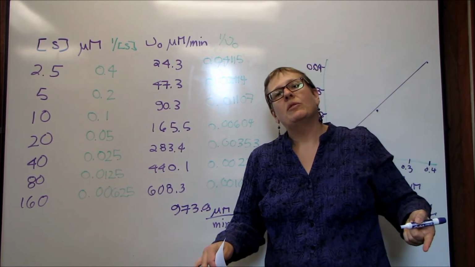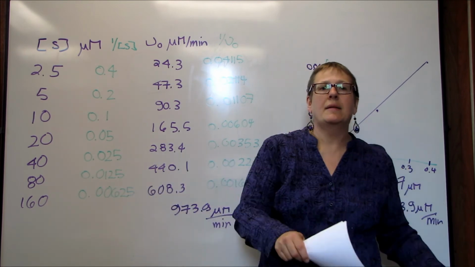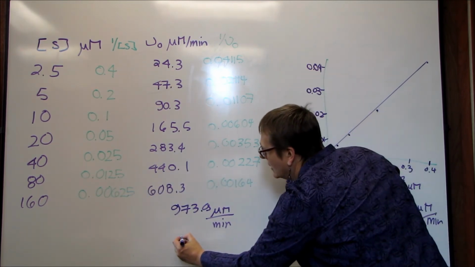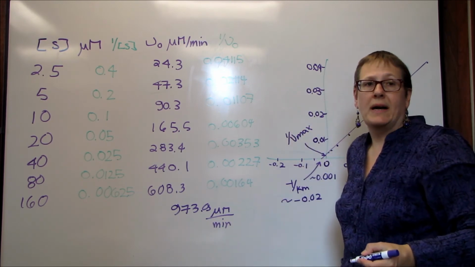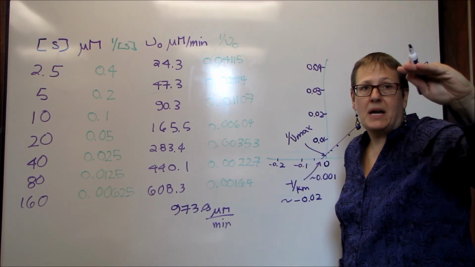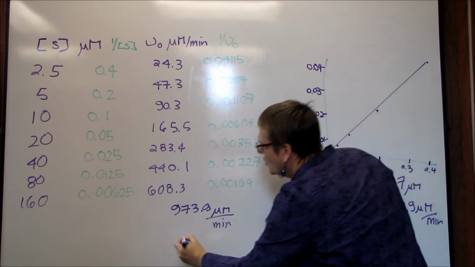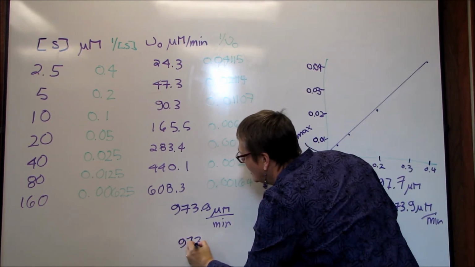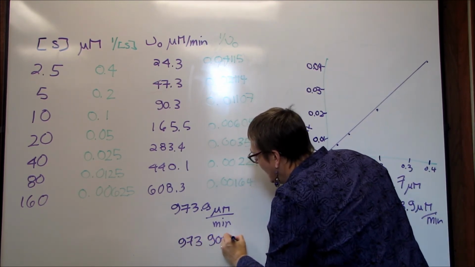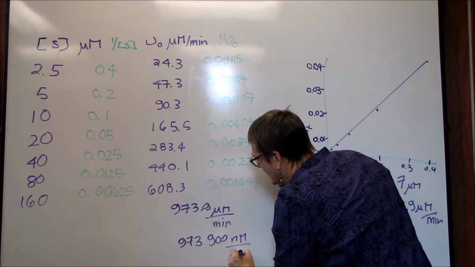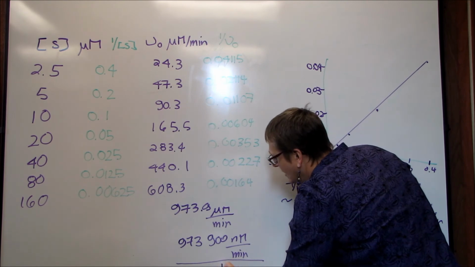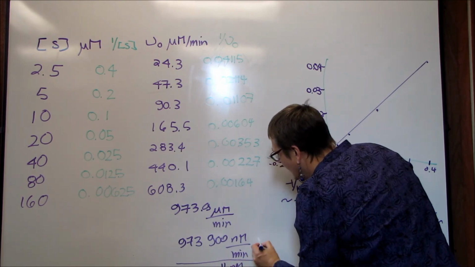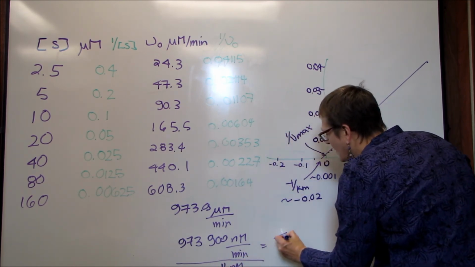I suggest one of two things. Take it to molar or take it to nanomolar. I'm going to go to nanomolar and say there are 1,000 nanomolar in 1 micromolar. It goes milli, micro, nano, pico. So I'm going to say there's 973,900 nanomolar per minute. All right? Divide that by 11 nanomolar.